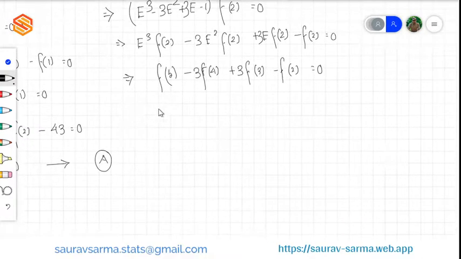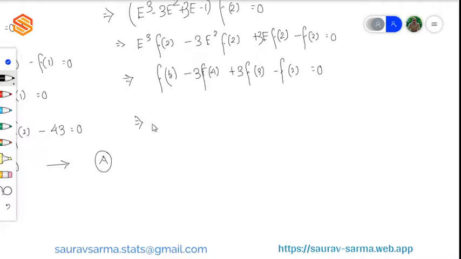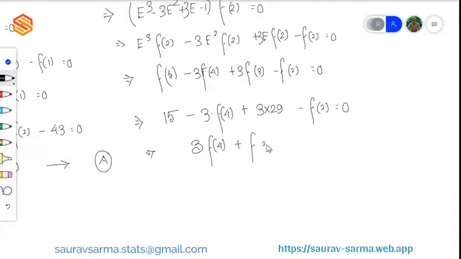This equals to f of 5, whose value was given as 15, so this will be equal to 15 minus 3 times f of 4, whose value we do not have, so it will be the same, plus f of 3, whose value was 29, so 3 into 29 minus f of 2, whose value we do not have. So if we simplify, it will give us 3 times f of 4 plus f of 2 is equal to 102. This we name B.